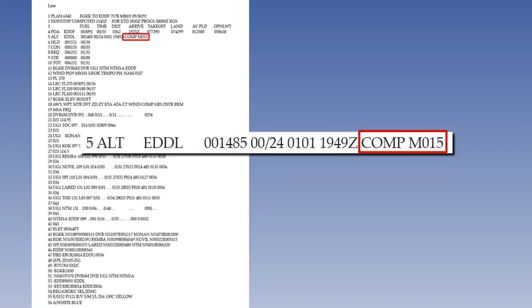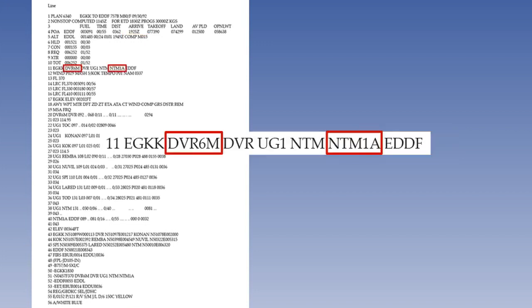Line 5 shows that the wind component used to plan a diversion to EDDL is minus 15 knots. That is a headwind component of 15 knots. Line 11 is the route summary, including the standard instrument departure, Dover 6M, and the standard arrival route, Nattenheim 1A.